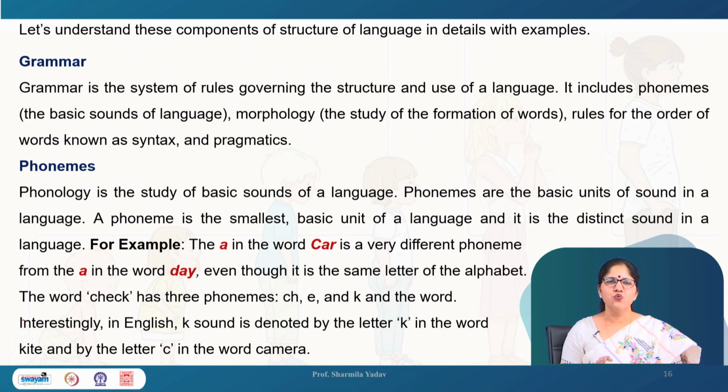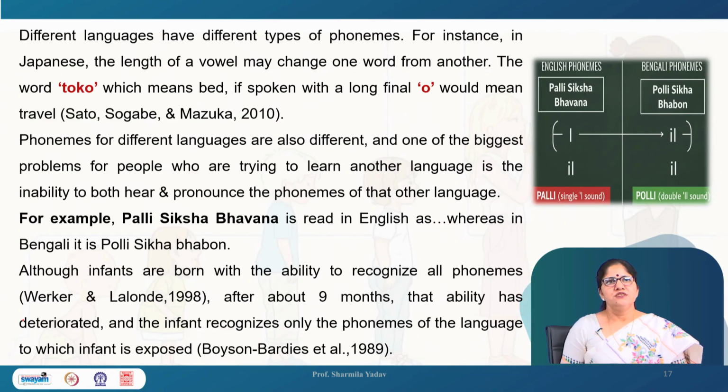The word check has three phonemes: ch, e, and k. Interestingly, in English, the K sound is denoted by the letter K in the word kite and by the letter C in the word camera. Different languages have different types of phonemes. For instance, in Japanese, the length of a vowel may change one word from another. The word toko, which means bed, if spoken with a long final O, would mean travel.